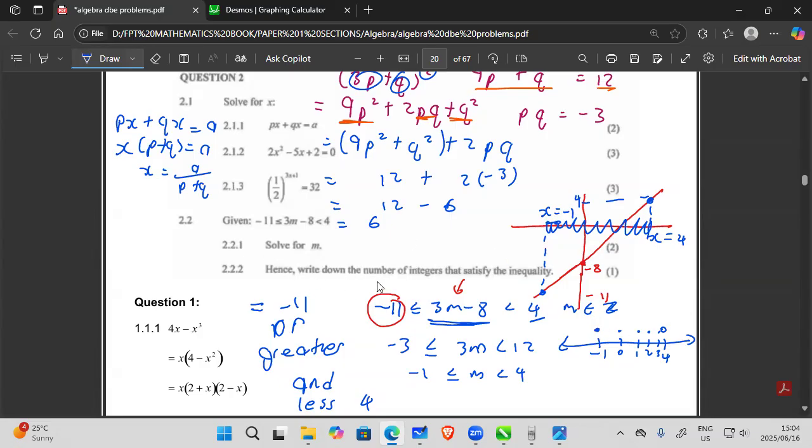Oh, there it is. Beautiful, there it is. Hence, write down the number of integers that satisfy the inequality. How many integers satisfy it? 1, 2, 3, 4, 5. Not the 4.